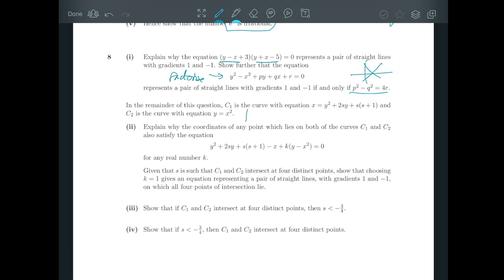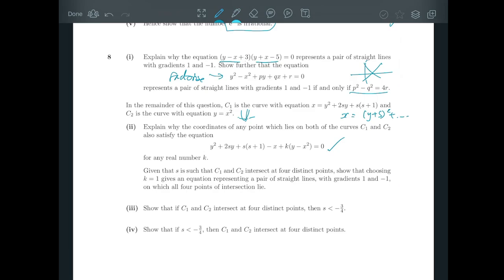So that one's just a quadratic. That one is some kind of nonsense. It's almost x is y plus s squared plus something. So probably writing it like that is going to be super helpful. Explain why the coordinates of any point which lies on both satisfies that equation. Yeah, I'm just going to sub one into the other.